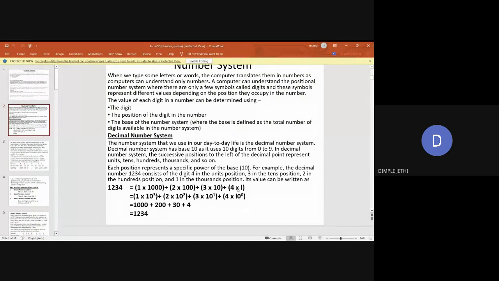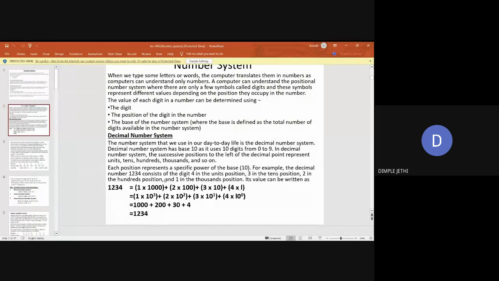So from the right hand side, 4 into 10 raised to power 0. Next is 3 into 10 raised to power 1. Next is 2 into 10 raised to power 2, then 3, 4, like that. This is how it becomes 1000. 10 raised to power 3 is 1000. 10 raised to power 2 is 100. Power 1 is 10. And 0 power of any number is 1.